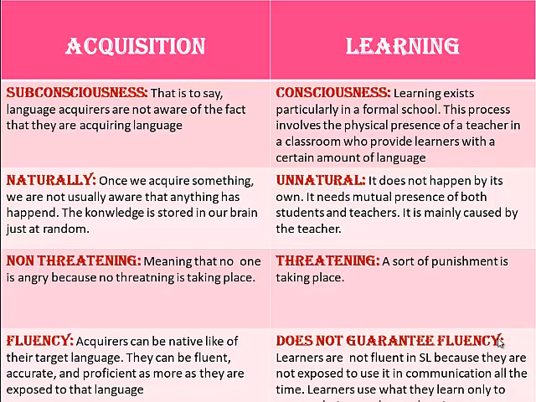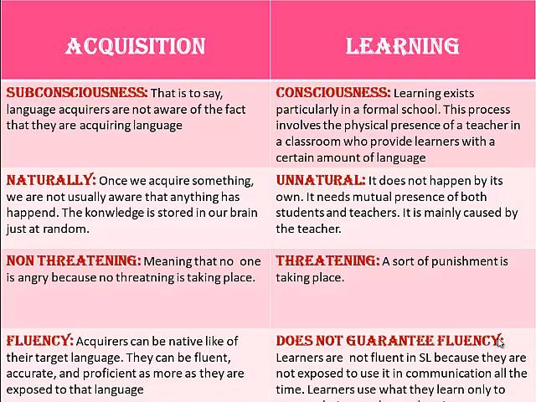Once we acquire something, we are not usually aware that anything has happened. The knowledge is stored in our brain just at random. So we do not make efforts. Alright, so it's just we talk with people who we are living with or surrounded by, and we acquire language. The third property of acquisition is non-threatening, meaning that no one is angry because no threatening is taking place.